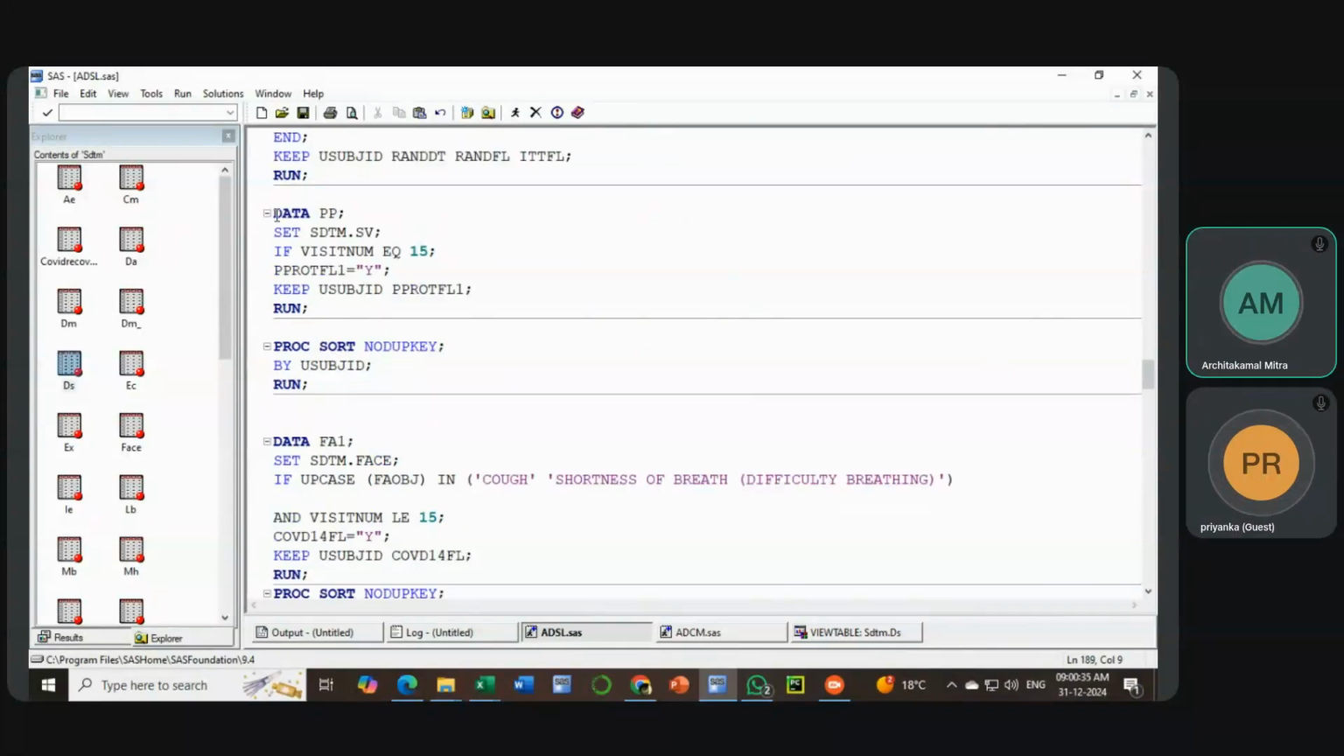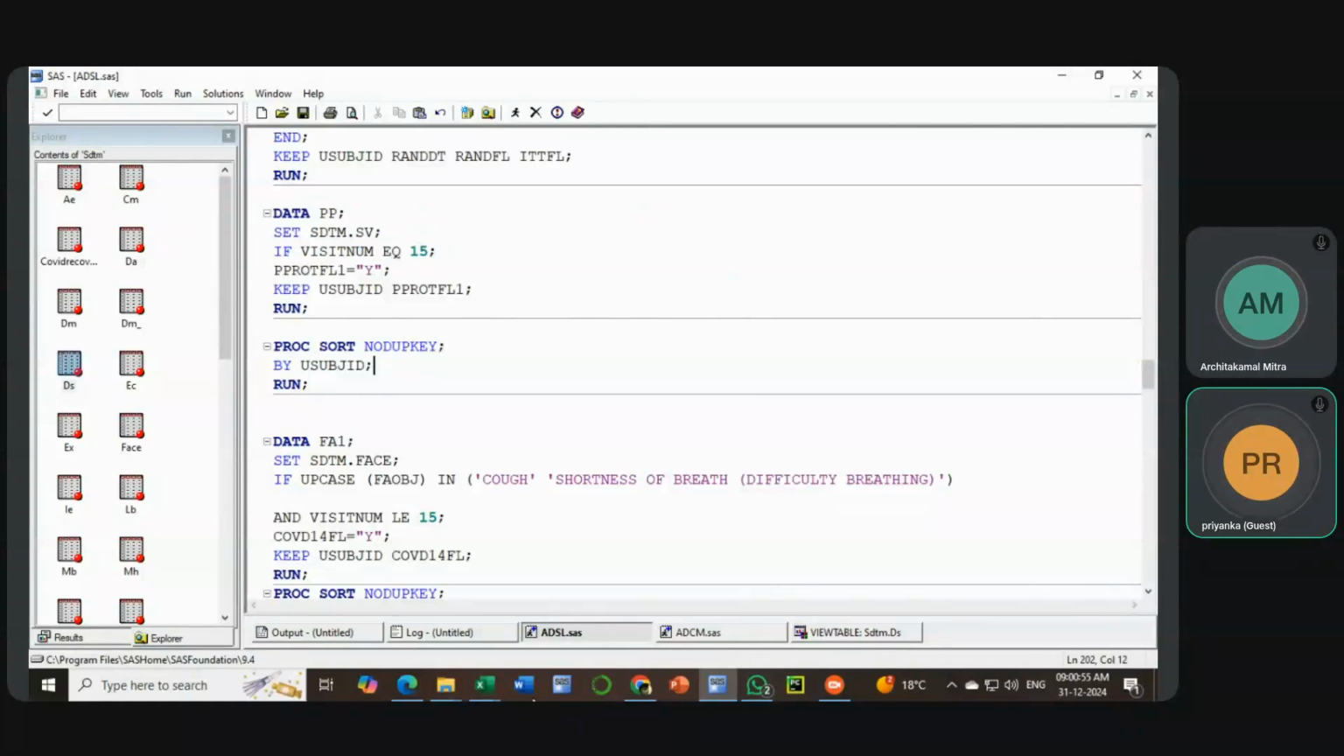Then we have this PP event, which is subject visit. If visit equal to 15, then per protocol flag is Y. Keep this one, sort by duplicate. This is the per protocol flag. If visit number equal to 15. For a person, if the visit is 15, that means the person has completed the study as per the protocol and it's correct.